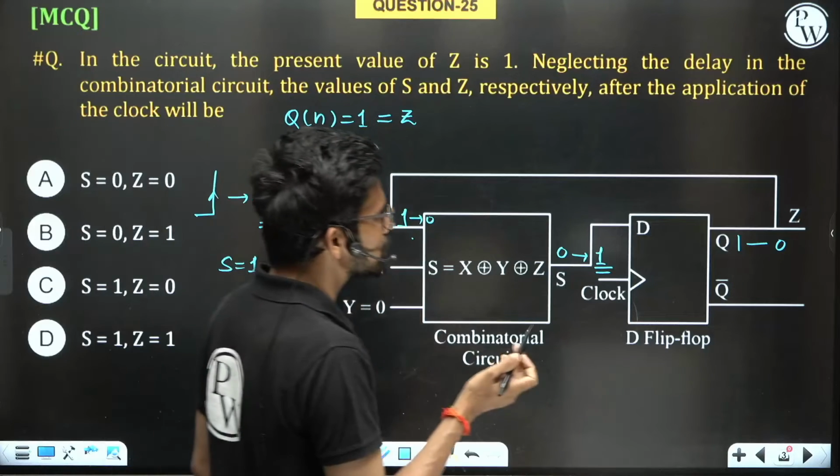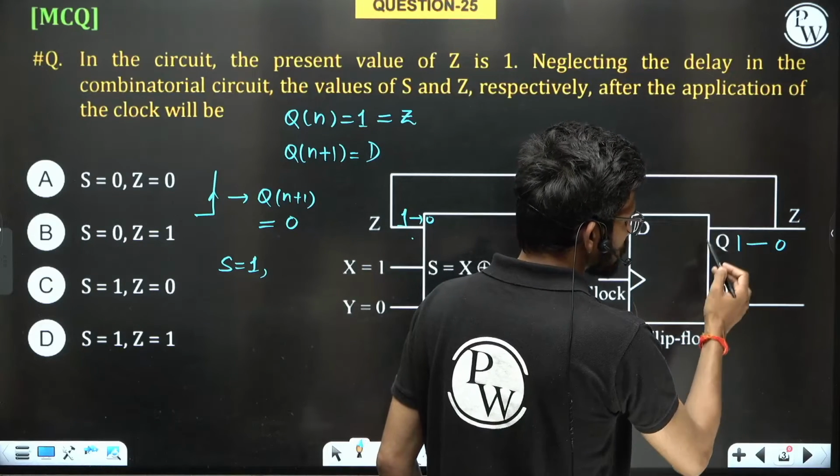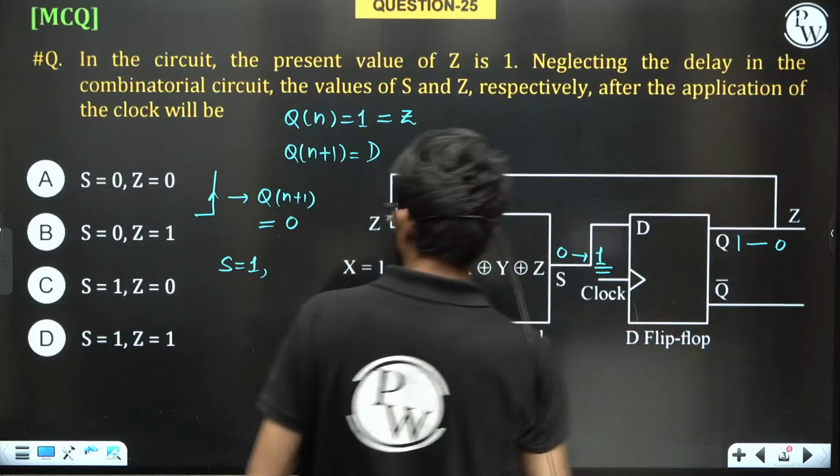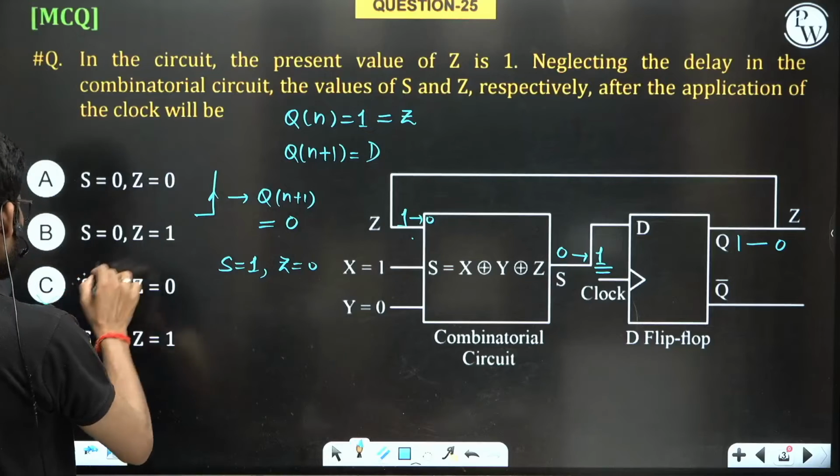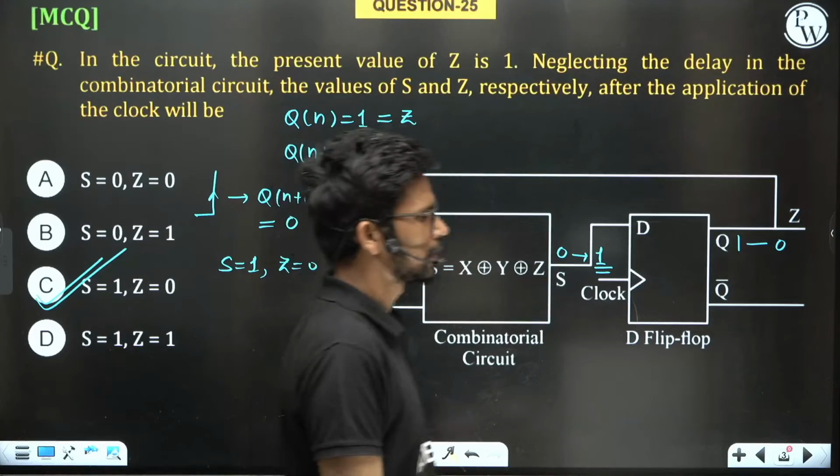And what is the value of Z? Z value is nothing but the value of Q, which is now 0. So the value of Z will be 0. So S value is 1 and Z value is 0. So option C is absolutely correct.